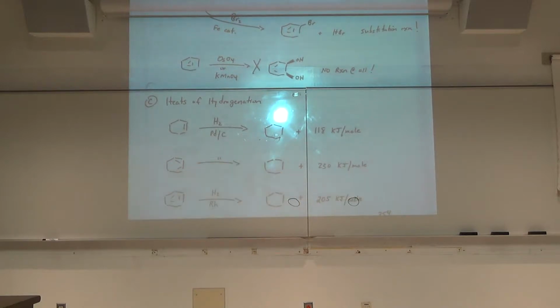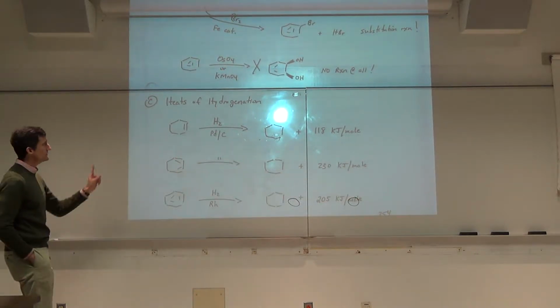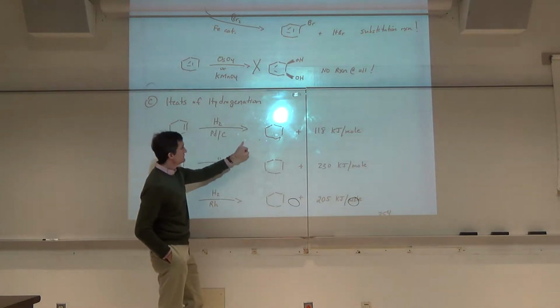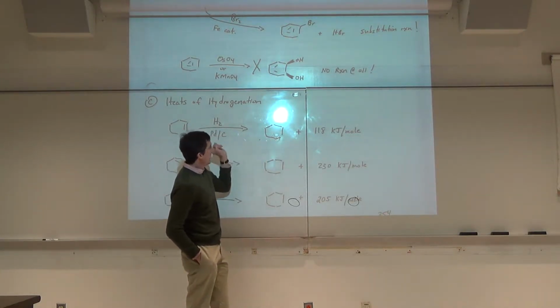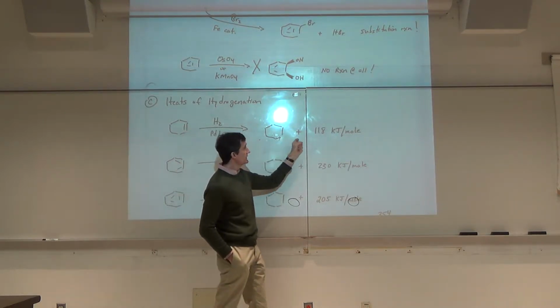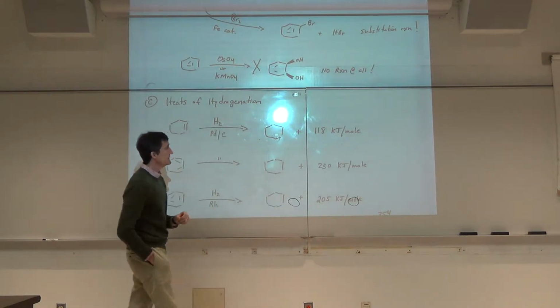We can actually quantify this a little bit when we do heats of hydrogenation. Take an alkene, hydrogenate it to the alkane. It's an exothermic reaction because we're making two new sigma bonds. Yeah, we did this in organic 1. So you're going to release some heat, 118 kJ per mole.